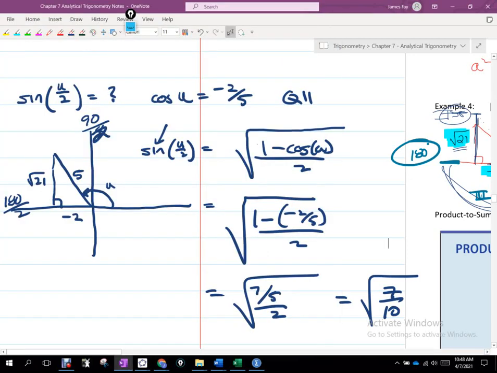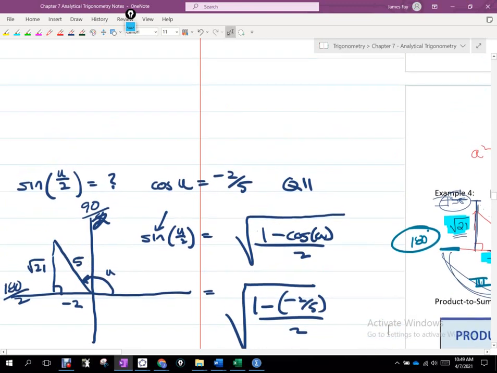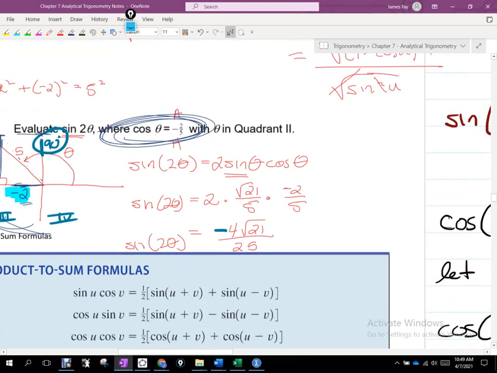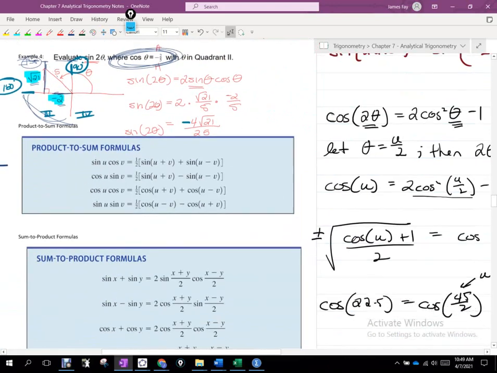I don't know that you see maybe a direct real-life application, but the purpose of our half-angle formulas and our double-angle formulas is to learn something about angles that are bigger or smaller based off of the angles that we already know from the unit circle, or from information that is being given to us, like here, cosine theta equals negative 2/5.